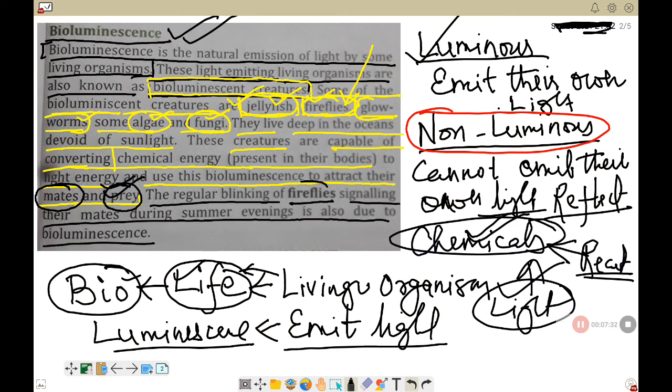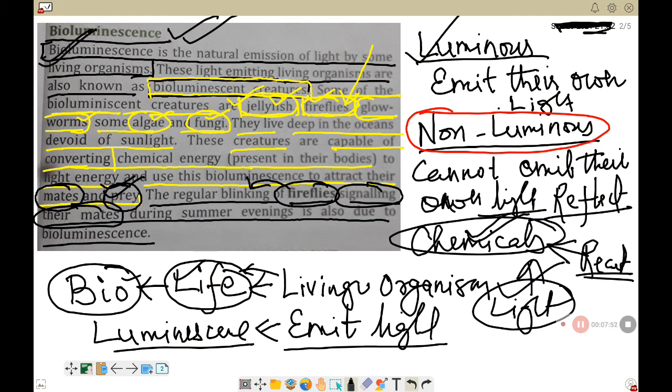So you have seen fireflies blinking their light. Why are they blinking? They are giving a signal to their mates. Understand? Clear? So this is what we can learn from this topic called bioluminescence. We got the definition in the first sentence.